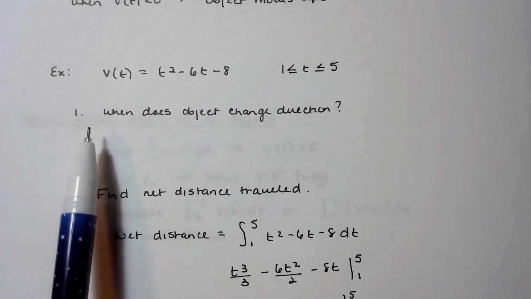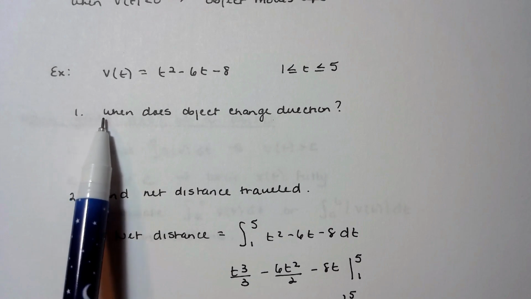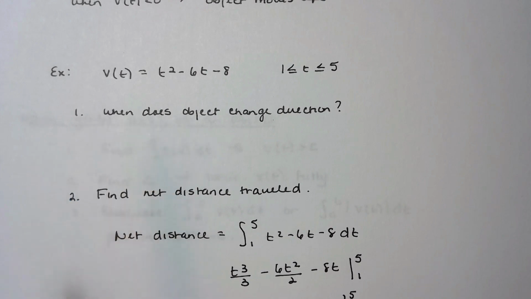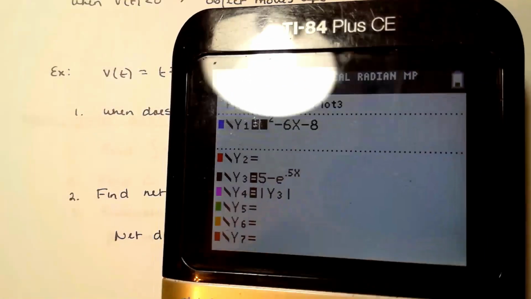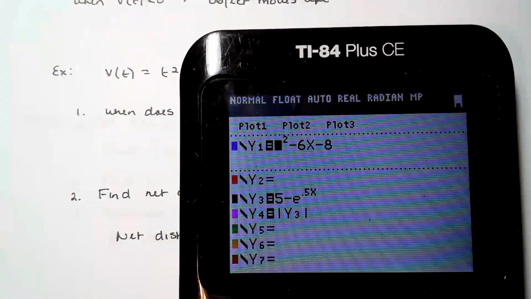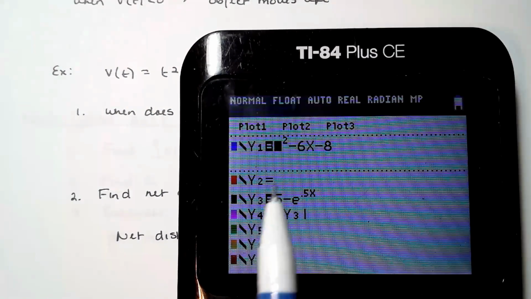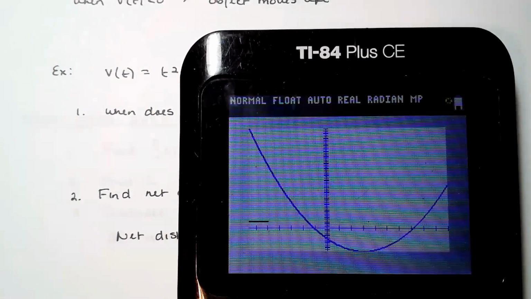Well, I added a question in here. When does the object change direction? Because on AP, chances are you might get that question. So what you want to do is, of course, put the function into your calculator and hit the graph key.